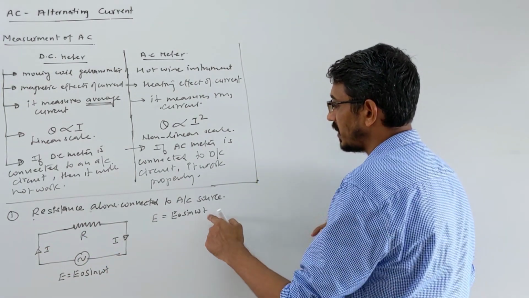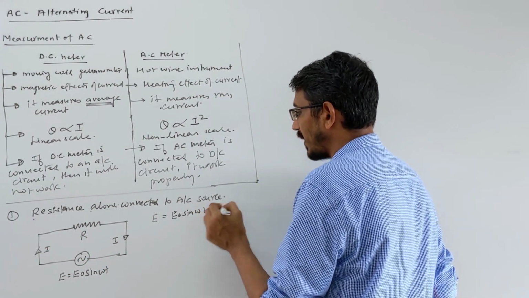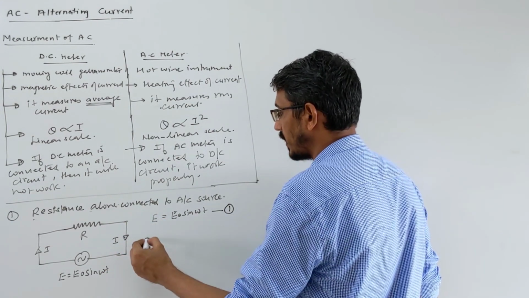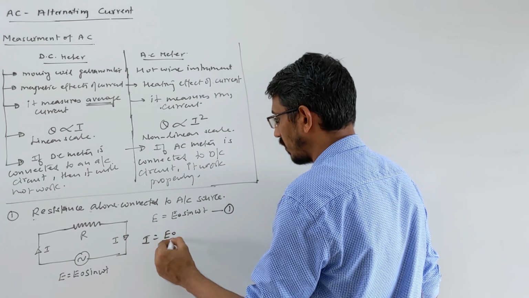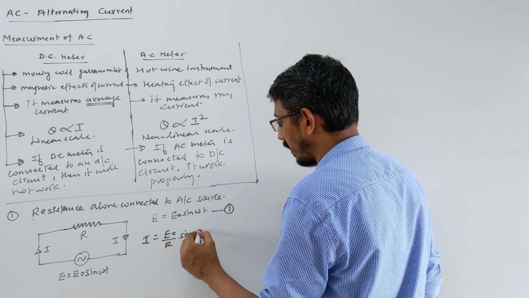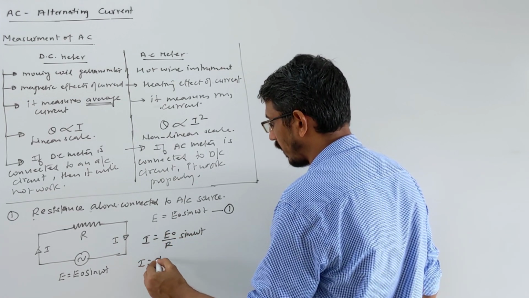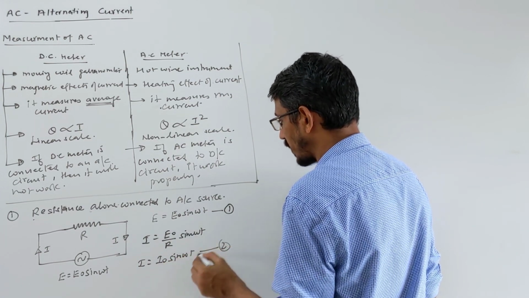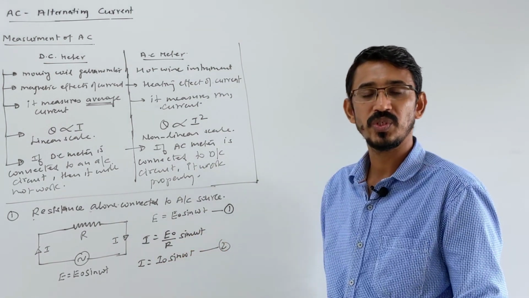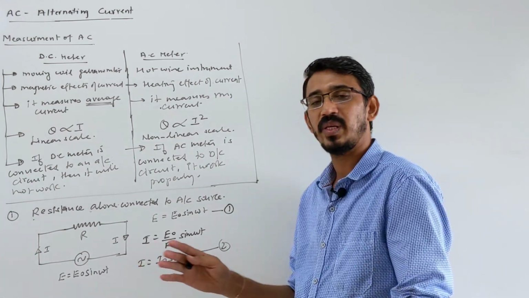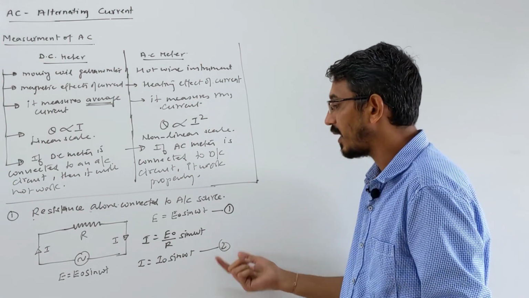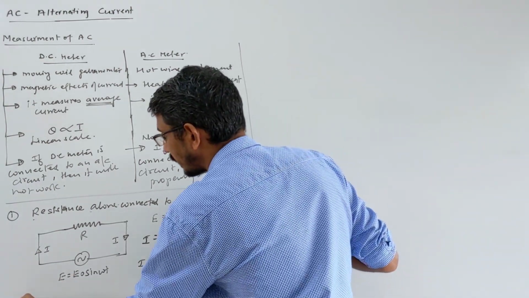So this is actually your voltage equation. If you want to write the current equation, you divide this by resistance. Then the current is equal to simply E naught by R sin omega t, or you can write I is equal to I naught sin omega t, correct? So what do these two equations show? Both are sine, both are positive, meaning there is no angle or phase difference between your current and voltage, right? They are in phase.